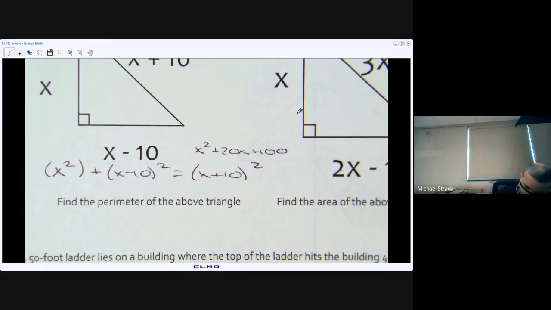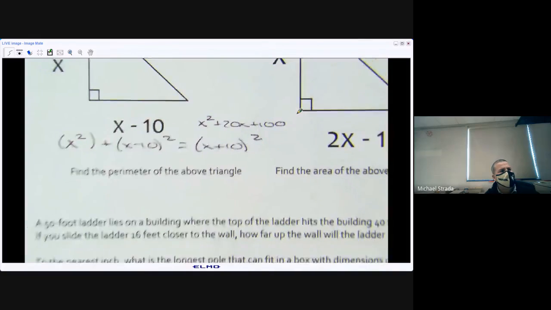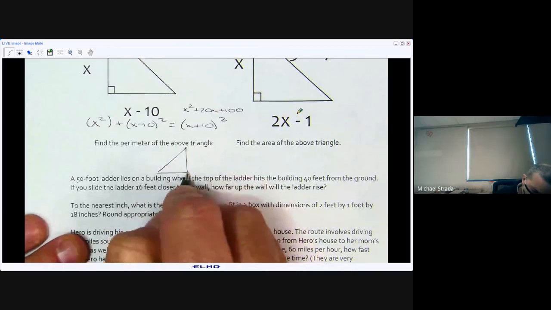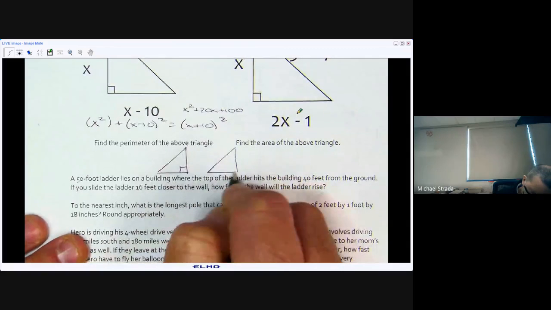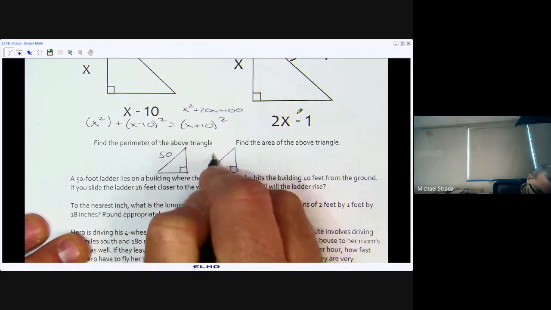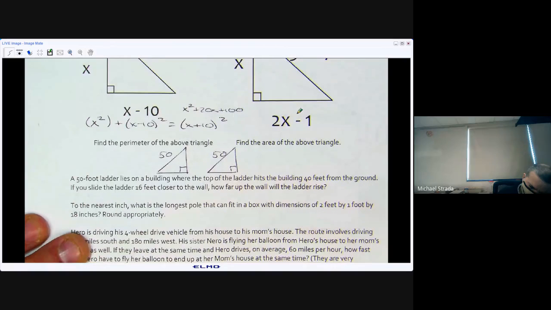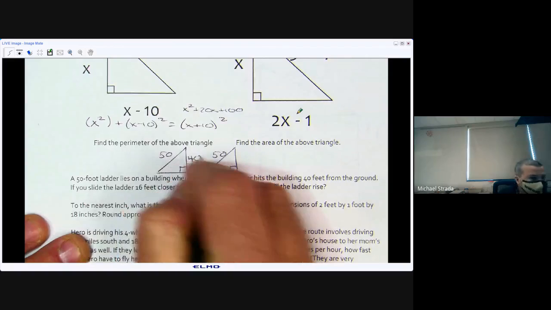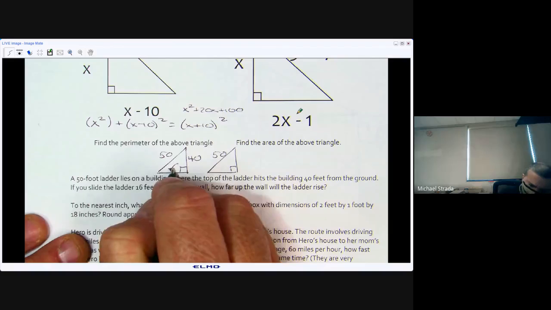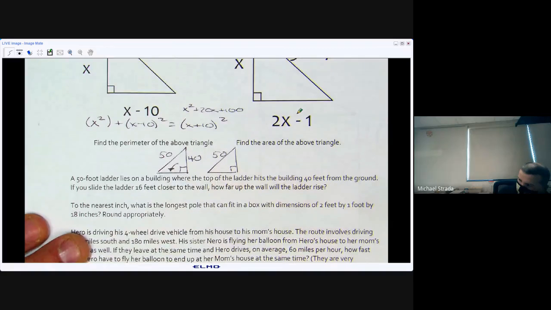And then you solve it from there. All right. When you have a problem involving a moving ladder, please realize you actually have two right triangles. The ladder represents the hypotenuse when it's lying against the building. And this problem says the top of the ladder hits the building 40 feet from the ground. There's that. Can we now use Pythagorean theorem to figure out how far the bottom of the ladder is from the bottom of the wall?